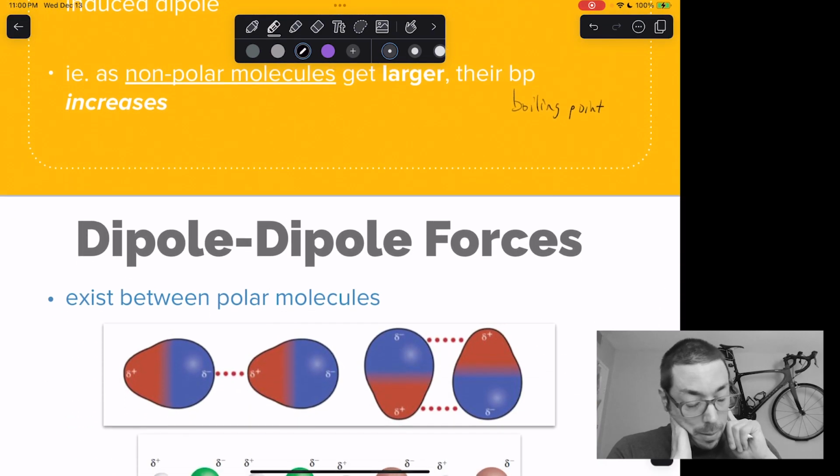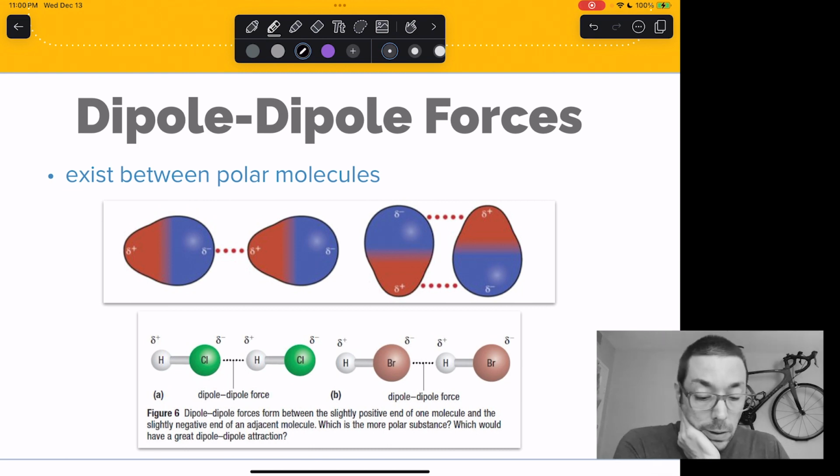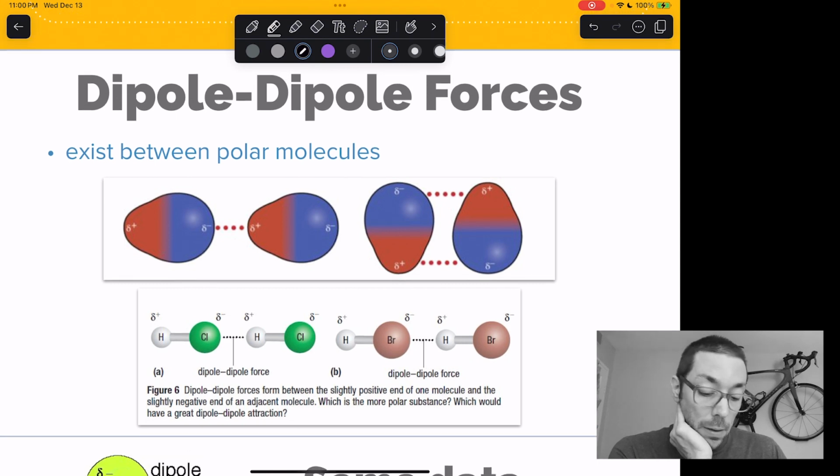Okay, we're getting there. 2 more intermolecular forces to look at. This one is dipole-dipole forces. And these are a lot stronger than dispersion forces. They exist between polar molecules. So we looked at some slides previously how to determine if a molecule is polar.